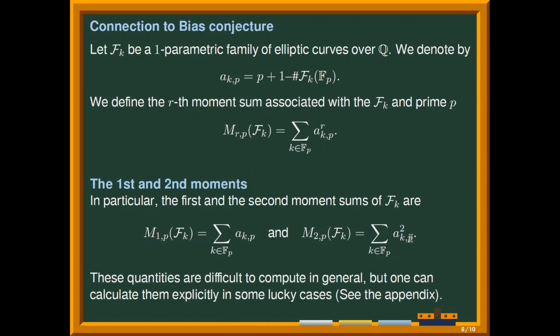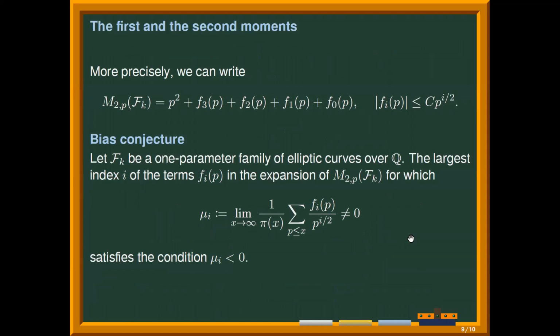These quantities are difficult to compute in general, but one can calculate them explicitly in some lucky cases. Those lucky cases are stated in the papers which we posted on the project page. You can see those computations using the Legendre symbol and so on in order to compute the second moment of those families. But in the rest of this introductory talk, I would like to elaborate more on the statement of the bias conjecture.